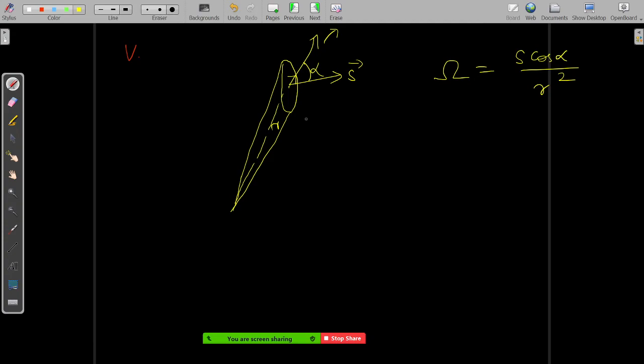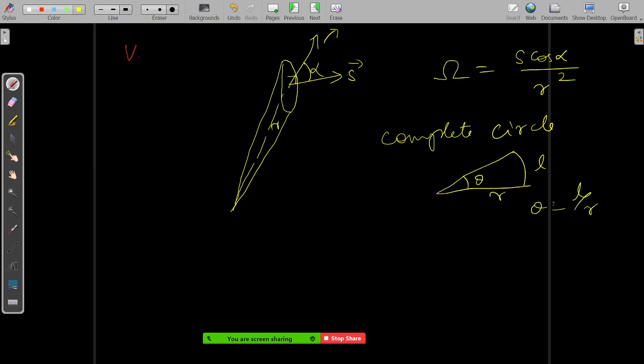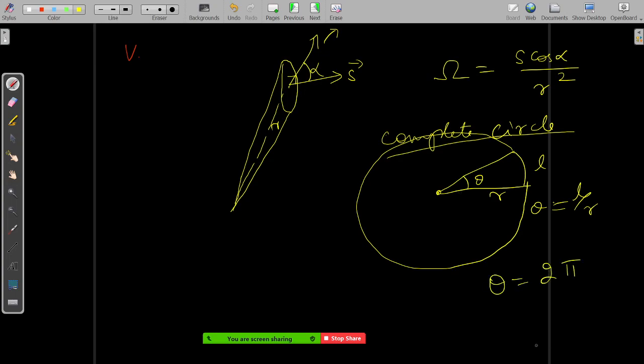Now, let's say, what is the angle subtended by a complete circle? Let's say there was an arc. This was arc L and this is theta. So this is R. So theta equals L by R. So in case of a complete circle, what will be the angle made at the center? Let's say this is moving a complete circle and coming back here. What will be the total angle made? That angle will be 2 pi, right?